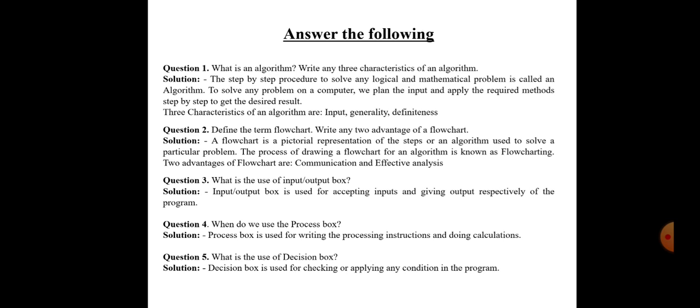Next, what is the use of the input output box? The input output box is used for accepting inputs and giving outputs of the program. Next, when do we use the process box? The process box is used for writing the processing instructions and doing calculations. What is the use of the decision box? The decision box is used for checking or applying any condition in the program.